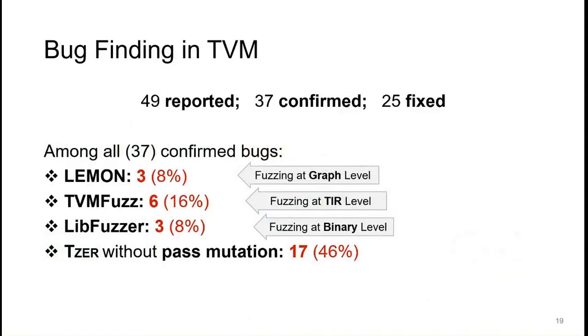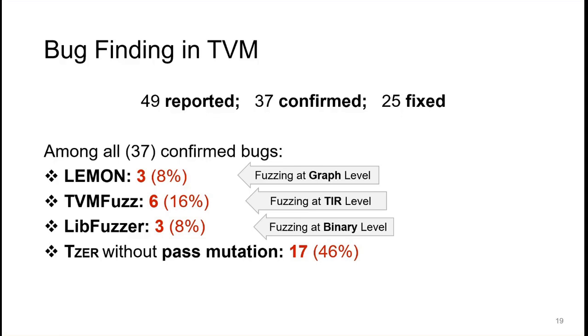For evaluation, we first evaluate the effectiveness of bug finding. We implemented Tzer to find bugs for the widely used TVM compiler, and within a 7-month time window, Tzer has detected 49 bugs for TVM, where 37 of them have been confirmed and 25 of them have been fixed. We found that prior work is not able to generate some failure-inducing cases that Tzer is capable of. The best baseline, which is TVM fuzz, can only find 16% of bugs detected by Tzer.